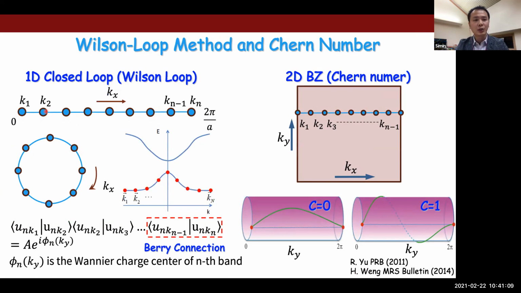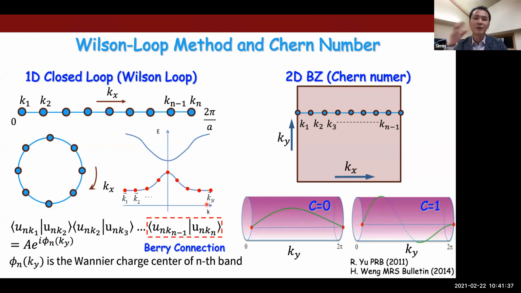If we discretize the one-dimensional loop with very dense k points, the phase difference between two nearest k points can be obtained by calculating the inner product of their states. This term is also called the Berry connection. After we multiply all the Berry connections on the loop, we can get the Berry phase phi. The Berry phase is also called the linear charge center of this band.